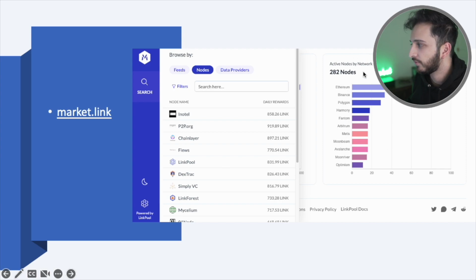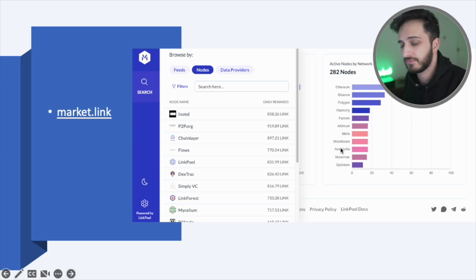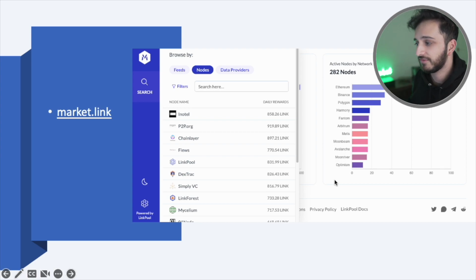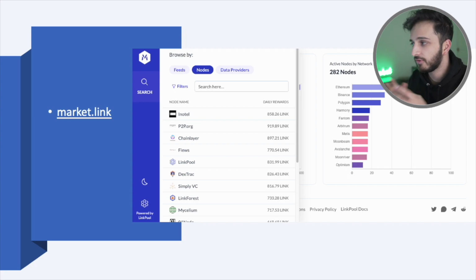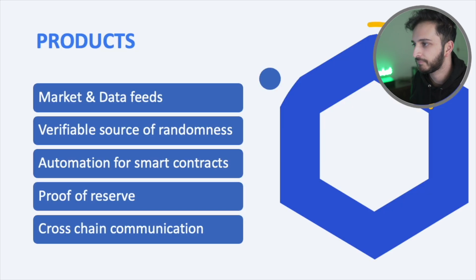You can see all the different nodes by the different networks as well, like Ethereum, Binance Smart Chain, Polygon, and all these other alternative networks, and you can see the fees. You can see how much LINK rewards are being paid out to these nodes. There's so much information there that I recommend just going and checking that out yourself, and you'll be able to see a lot of the different stuff that's going on within the actual Chainlink network.